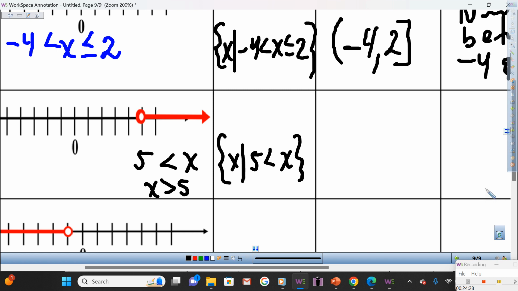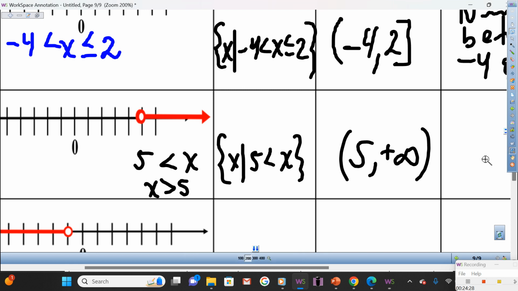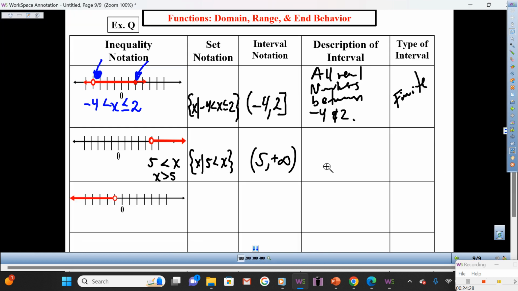All right, Maya, pass to someone. Courtney Jean, what did you write? 5 and positive infinity. Parentheses both. Hands, if you got that. That is correct. Let's go. And what does this mean? Pass it to Martin.